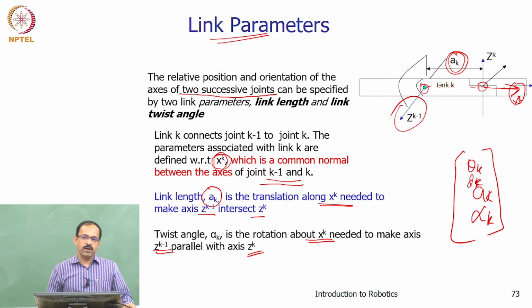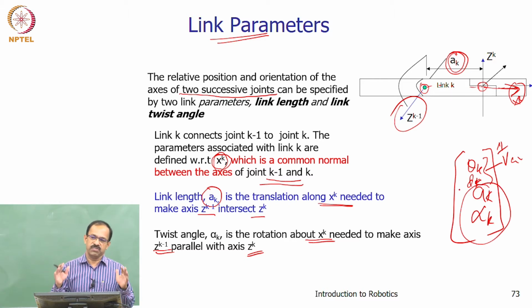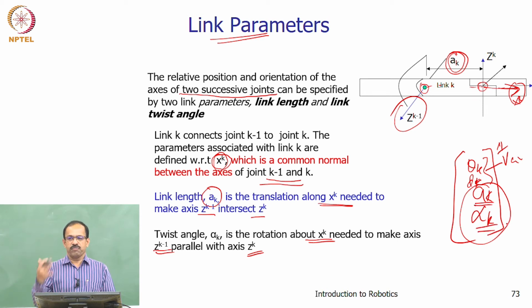Okay, so these are the 4 parameters, and we saw that theta k or dk, one of these will be variable. Only one will be a variable, and the other will be constant. And ak and alpha k, for a given manipulator, once you have designed it, will be constant. You cannot change this because the robot configuration, whether it is Cartesian or articulated or whatever, we will fix, because the link length and everything will be fixed for the design.